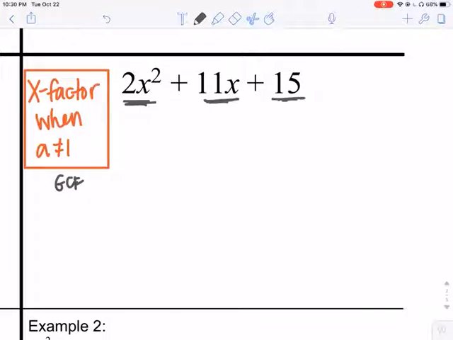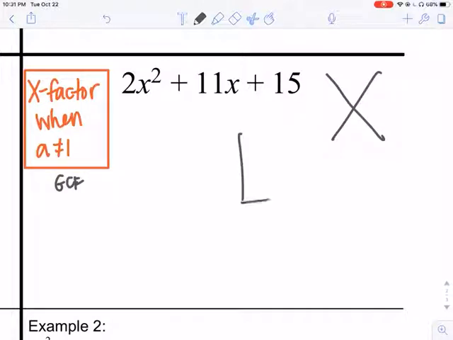GCF, there's nothing that they have in common. I see that these both have x's, but that one doesn't have an x. And really, 2 and 11 are prime numbers, so it's not going to work out. So I know that there's nothing that I can take out. So what I'm going to do is rely on the x factor and the box.